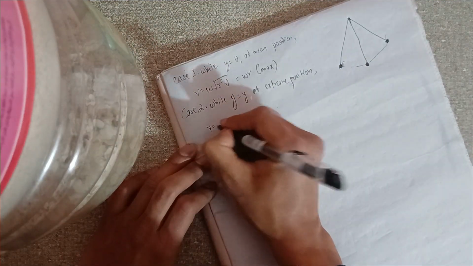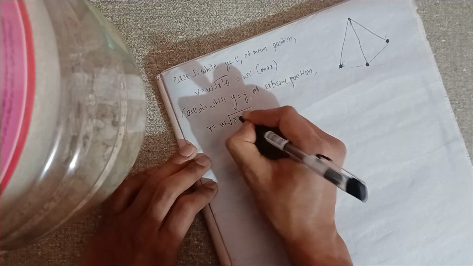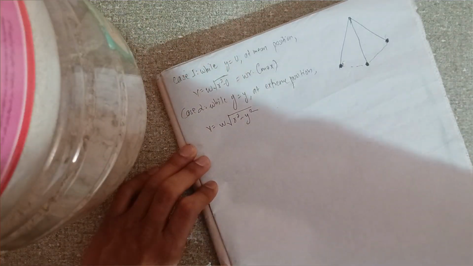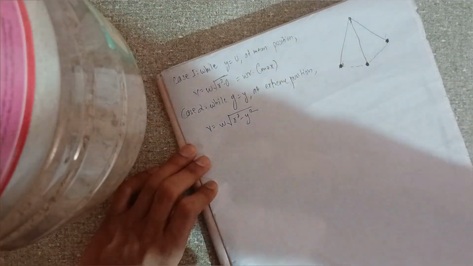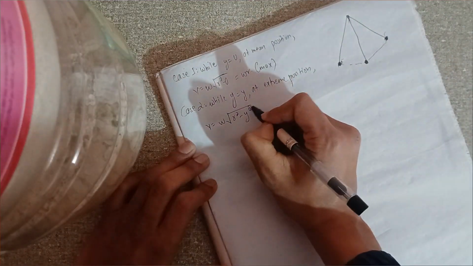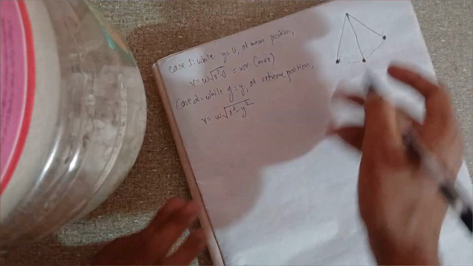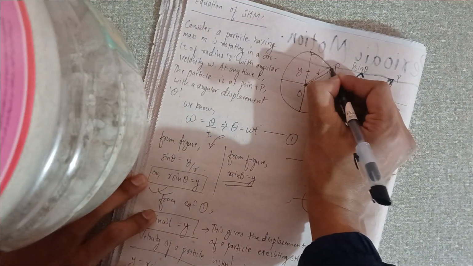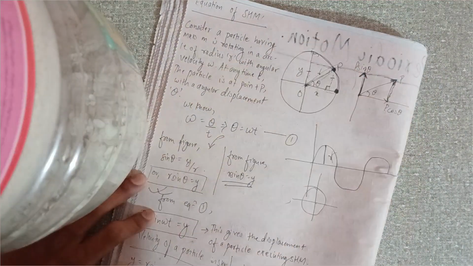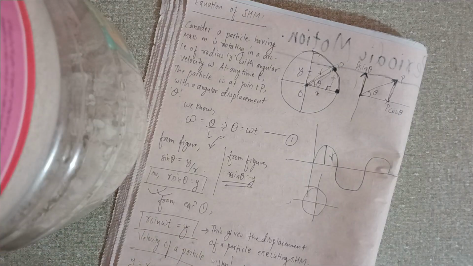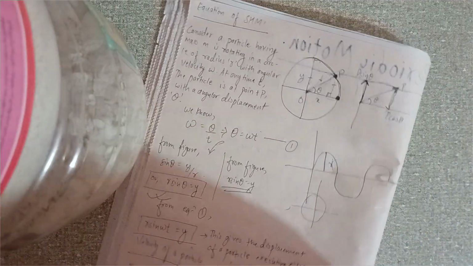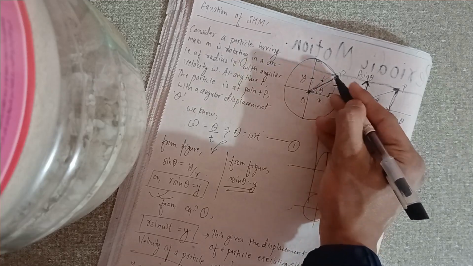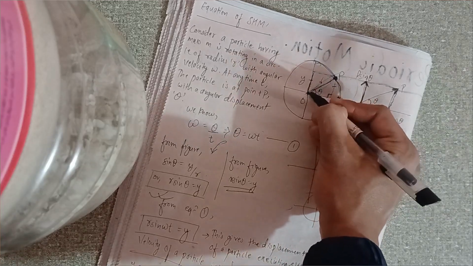This is v equal to omega under root r square minus y square. But we need to know that at the extreme position, here y will be equal to r. That is what we need to understand. Not in this figure; in this figure, y might not always be equal to r.